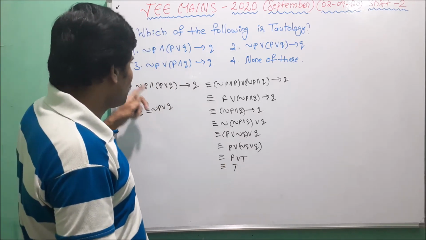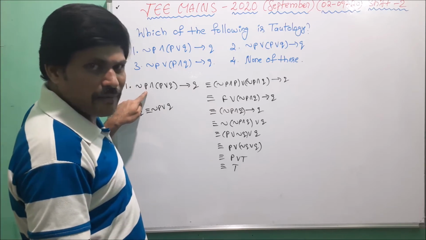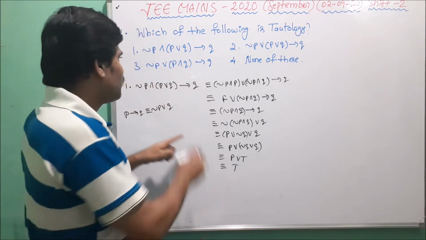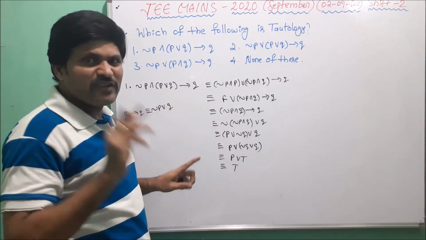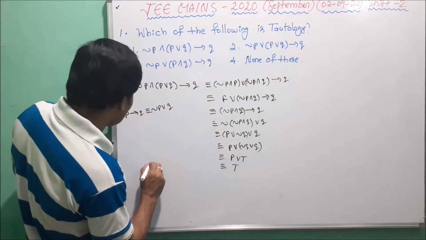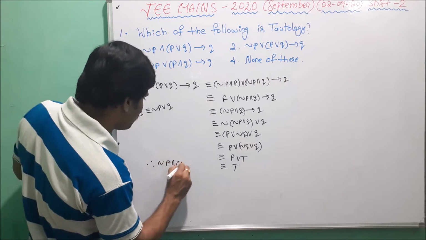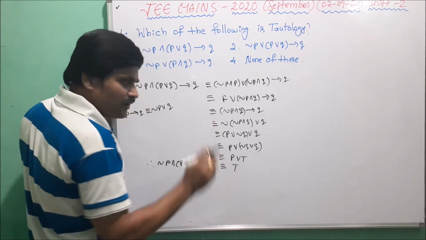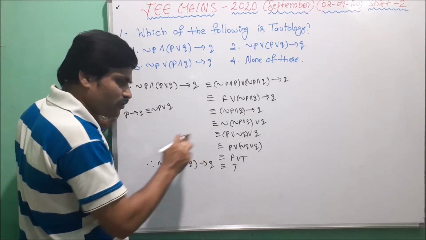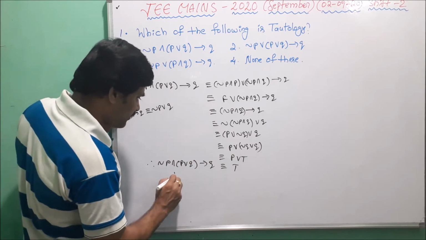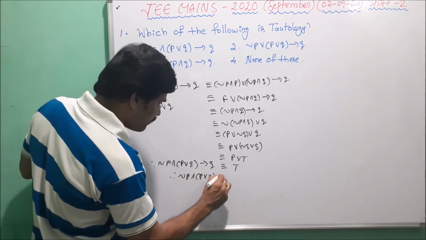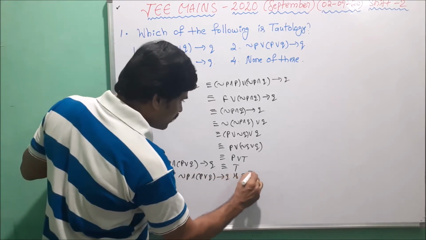So that means any combined proposition that is logically equivalent to T is called a tautology. Therefore, negation P and (P or Q) implies Q is always true, an always truthful statement, and it is a tautology.